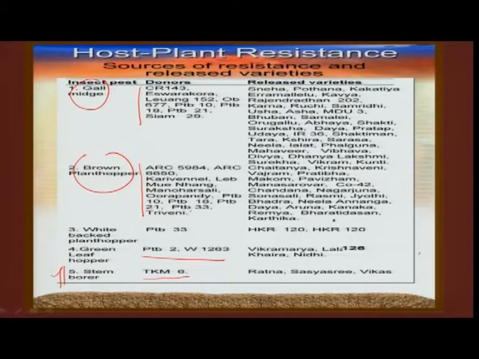For example, for gall midge, Sneha has been released. Again, a series of varieties have been released across the country. Similarly, for brown plant hopper, Vajram is one of the popular varieties in Andhra Pradesh. Then in case of Orissa, Kanaka is one of the important varieties having resistance to brown plant hopper. Whereas for stem borer, Ratna, Sasyasree, Vikas are important varieties identified in the southern zone having tolerance to stem borer. They can be used as the planting material in the IPM program.